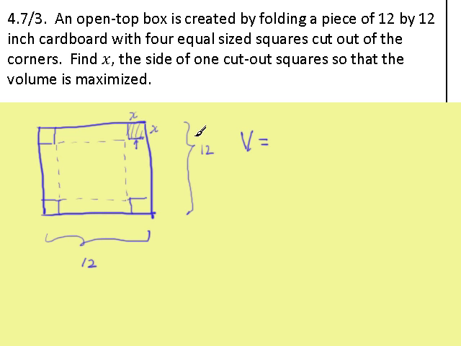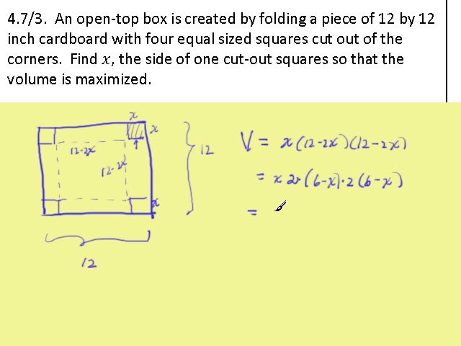Okay, let's see. This dotted line would be 12 subtract 2x, so 12 minus 2x. And the same for the other as well. So the volume is x for that height times 12 minus 2x times 12 minus 2x. Now let's factor out a 2 from the first set of parentheses, and then we get 6 minus x, and from the second set as well. So this is equal to 4x times 6 minus x times 6 minus x.